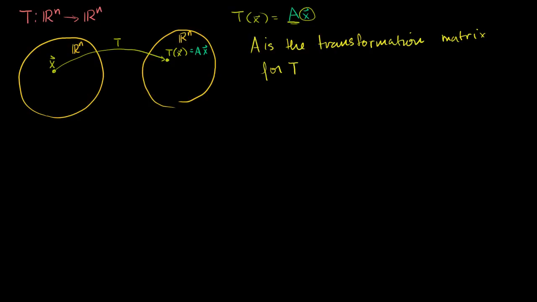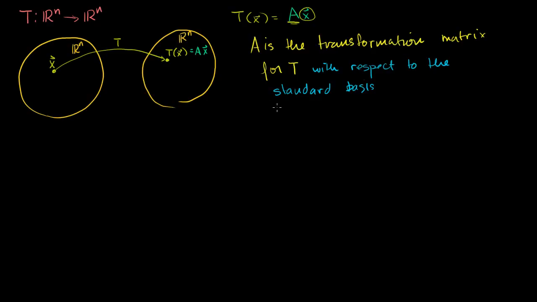So let me write a little qualifier here. A is the transformation matrix for T with respect to the standard basis. I never wrote this blue part before. I never even said this blue part before, because the only coordinate system we were dealing with was the standard coordinate system, or the coordinates with respect to the standard basis.